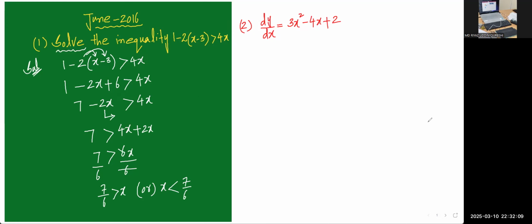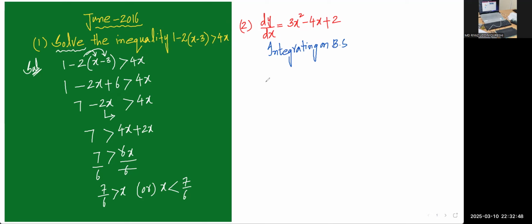Now moving to the second question. What it says, the gradient of a curve is given. dy by dx is nothing but gradient, the slope of the curve. It is given already. I want the equation of a curve which passes through the point (1, 3). Whenever gradient is there, to get the curve, simply we have to integrate on both sides.